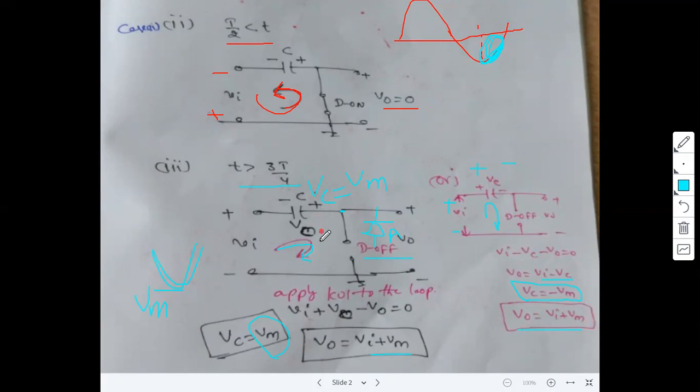Or otherwise, if the capacitor polarity is like this, with this the minus terminal and this the plus terminal, in any case finally Vo is equal to Vi, the input signal, plus Vc, where Vc is charged to Vm voltage.